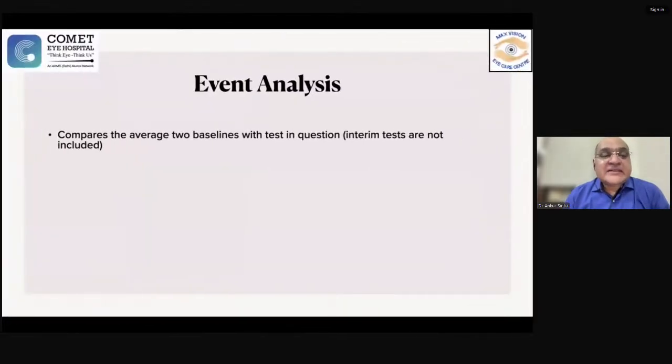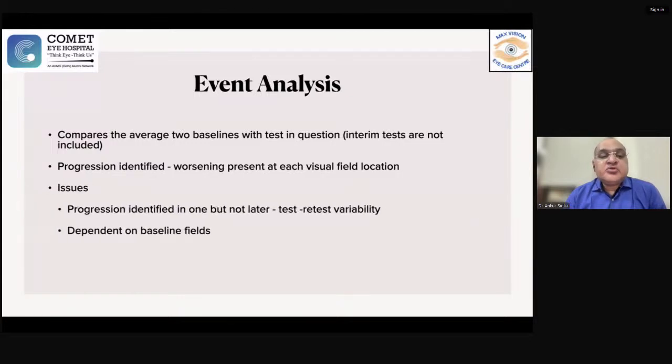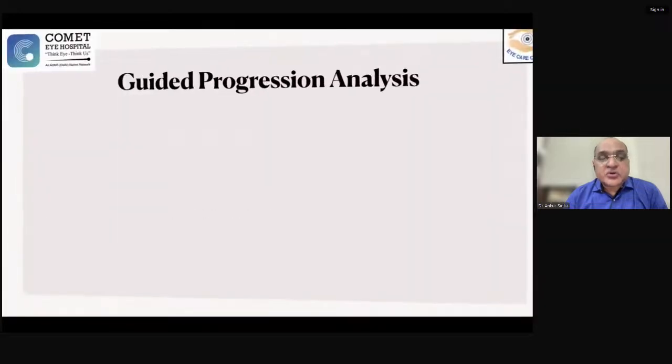Now we move on to the event analysis. What event analysis does is compare the two baseline fields with the test in question, with the event that has occurred, and there are no interim tests or in-between tests included in this. So progression can be identified as worsening at each visual field point location. The issue here is that progression can be identified in one test but not in a later one because of the test-retest variability of the patient. It is also dependent upon the baseline visual fields. It does not provide you any rate of progression, which is important for us to know.